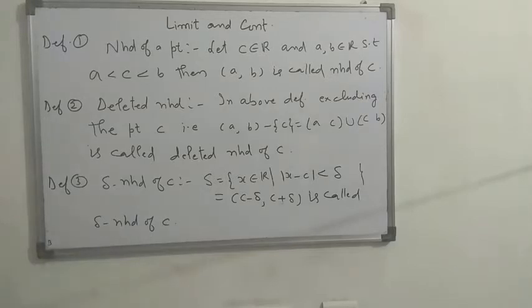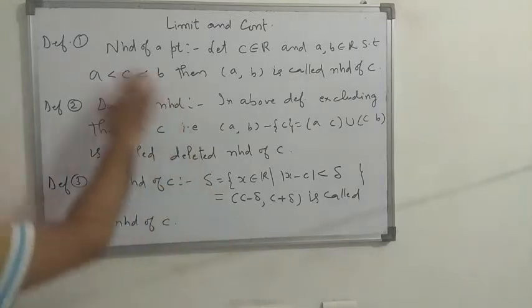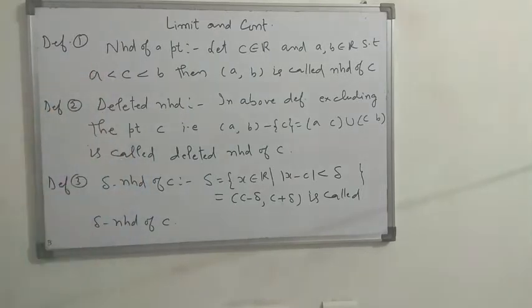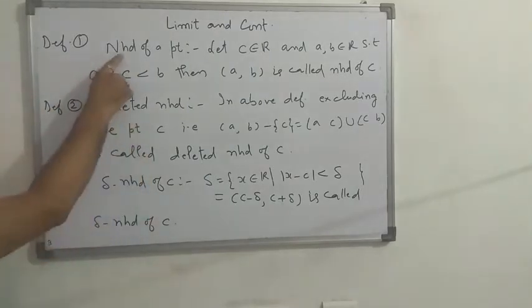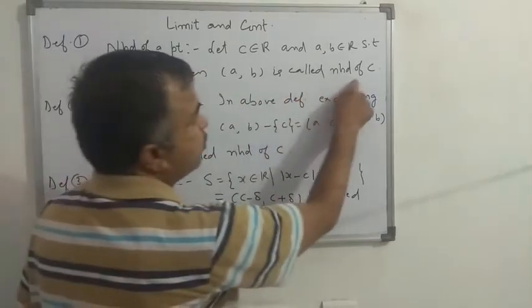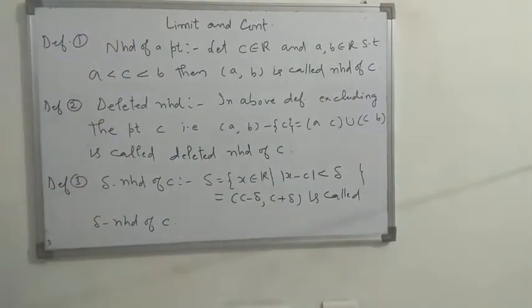Hello students, we are going to study limit and continuity. So the first definition, neighborhood of a point, denoted by NHD. Let c belong to real numbers and a, b belong to real numbers such that a is less than c is less than b. Then the open interval (a, b) is called the neighborhood of the point c.